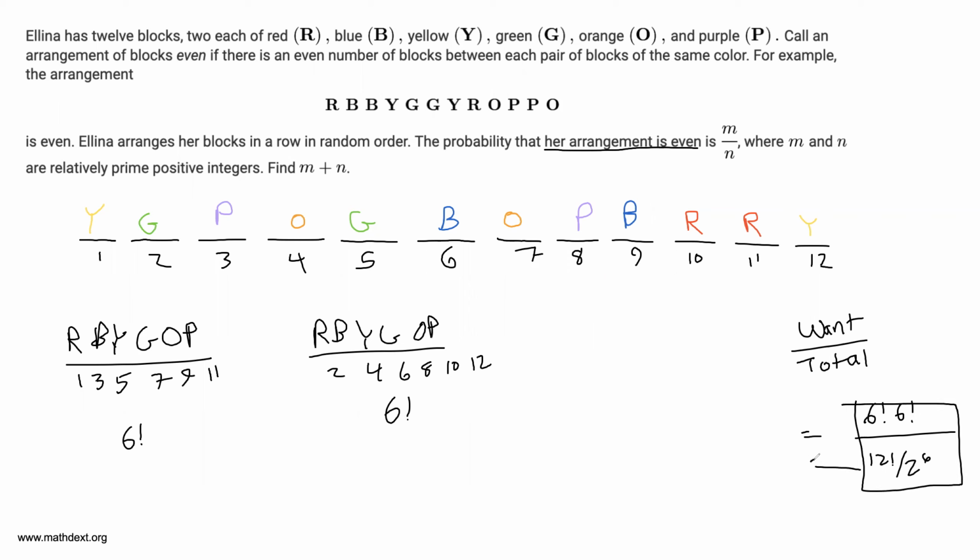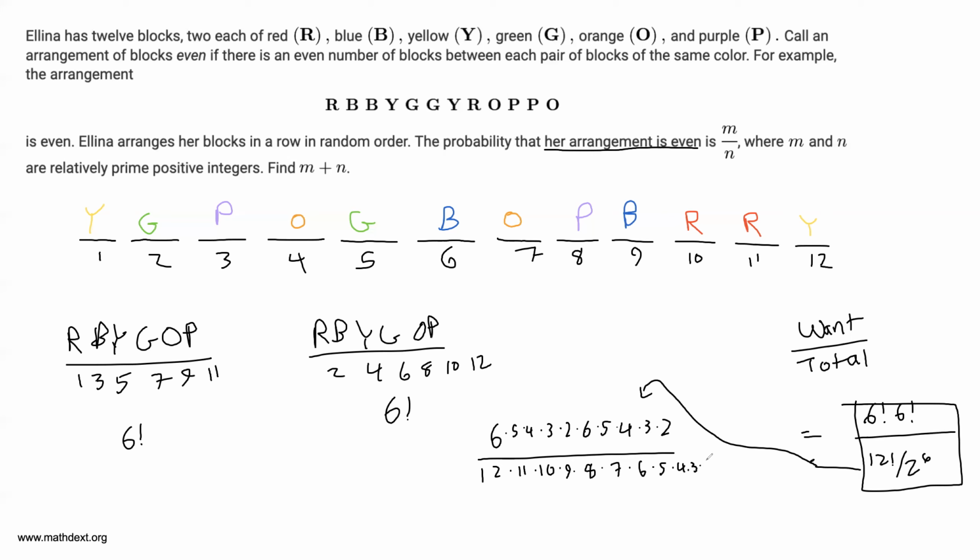So let me actually expand out all of these. In the numerator, you get 6 times 5 times 4 times 3 times 2 times 1. I'm not going to write times 1 because it's redundant. Times 6 times 5 times 4 times 3 times 2 times 1. Denominator, you have 12 times 11 times 10 times 9 times 8 times 7 times 6 times 5 times 4 times 3 times 2 times 1 over 2 to the 6. And actually what I can do is I can move this 2 to the 6 over to the numerator.